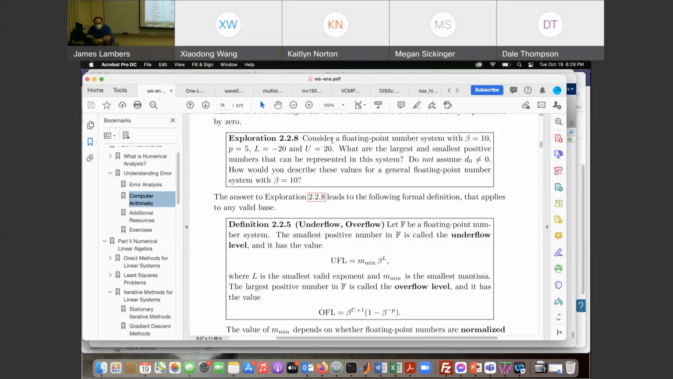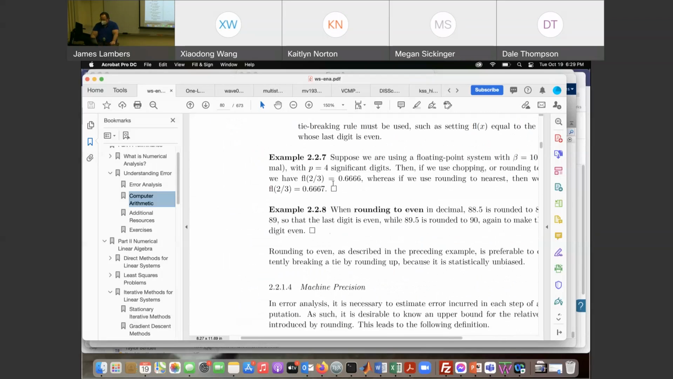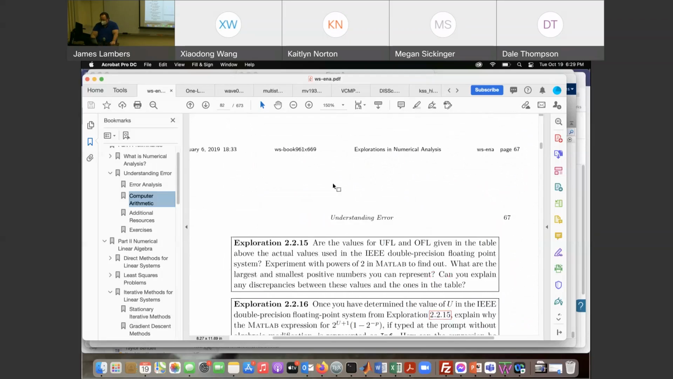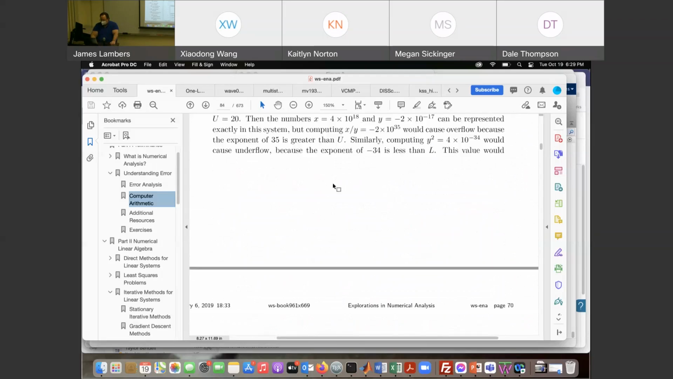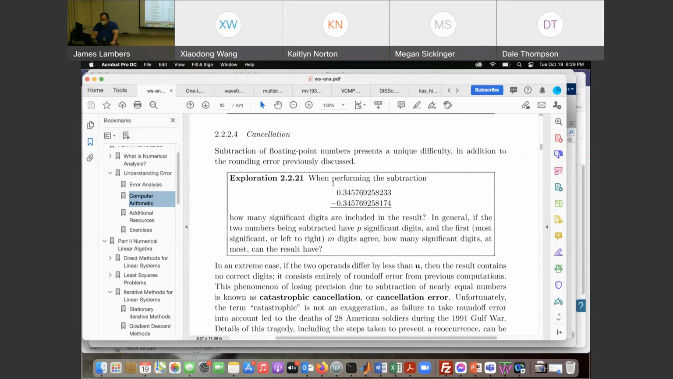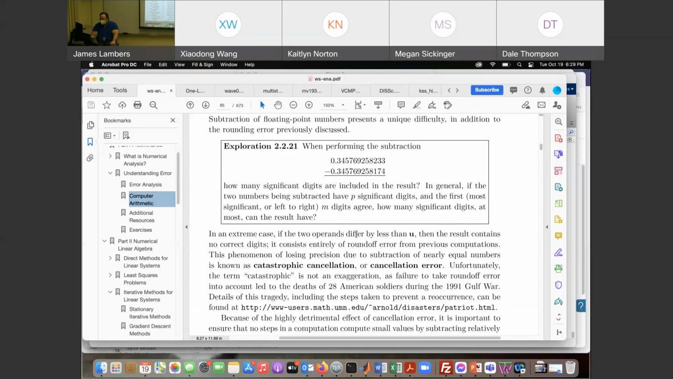Also, do we have to prove 2.2.1, or just show the example and then generalize that? Yeah, I'm fine with that. Okay.